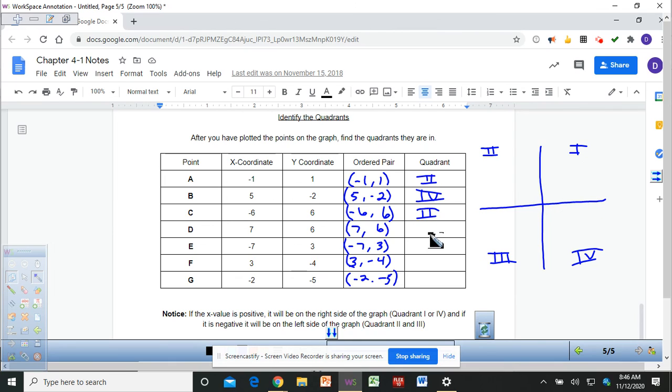7, 6 would be in quadrant 1. -7, 3 would be in quadrant 2. 3, -4 would be in quadrant 4. And -2, -5 would be in quadrant 3.